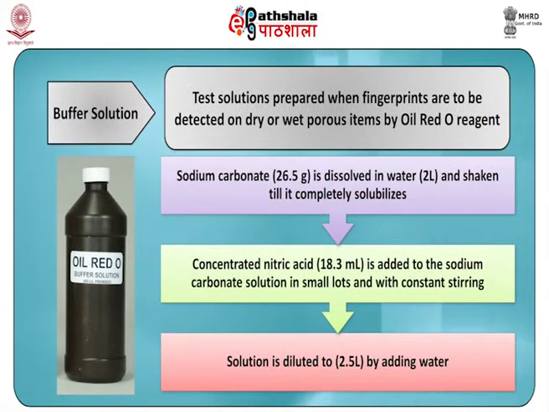B is buffer solution. It is prepared in the following steps. Sodium carbonate 26.5 gram is dissolved in water approximately 2 liter and shaken till it completely solubilizes. Then concentrated nitric acid of 18.3 ml is added to the sodium carbonate solution in small lots and with constant stirring. The solution is diluted to 2.5 liter by adding water.